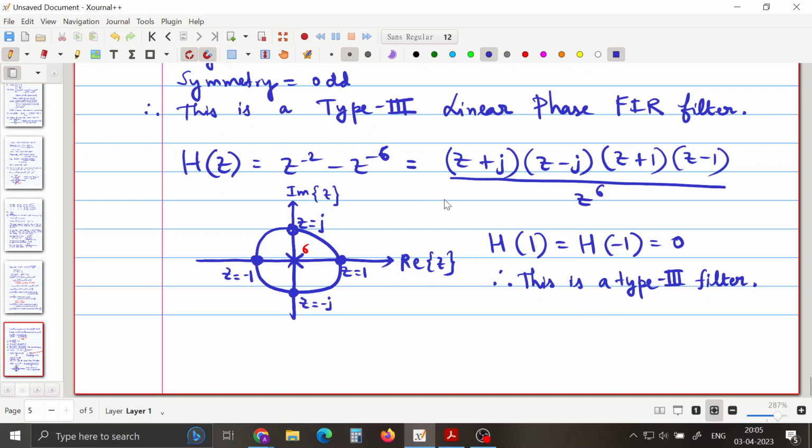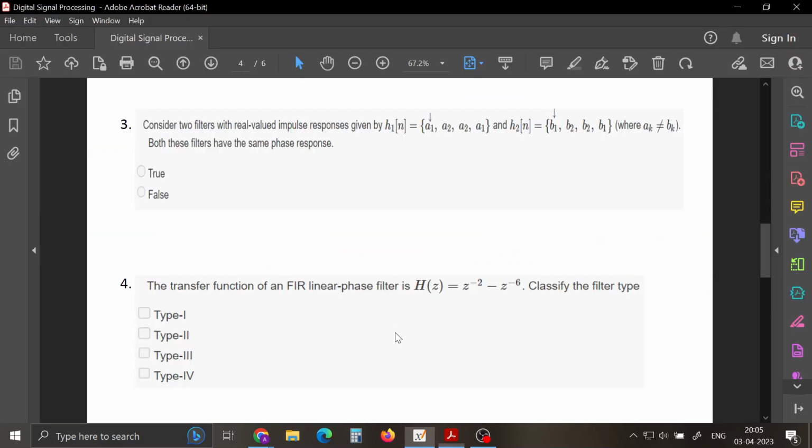So my plan was to explore one particular problem in all different directions, so that the concept gets clear. That's why I'm putting so much time on the individual problems. So okay, question number 4 is done.